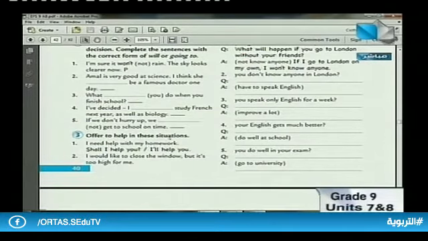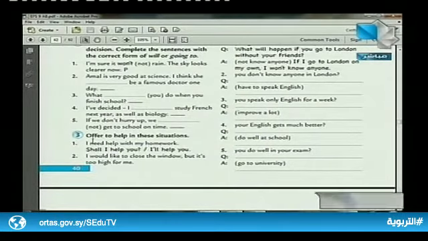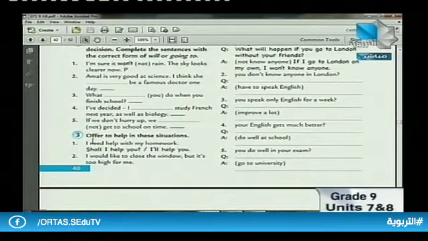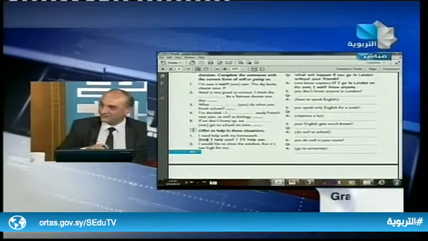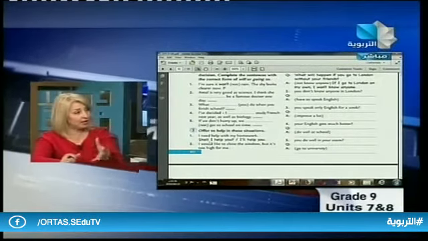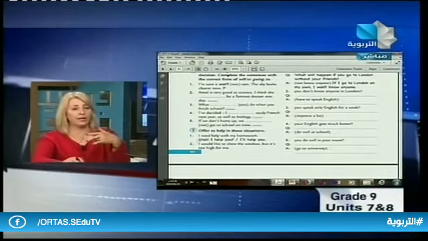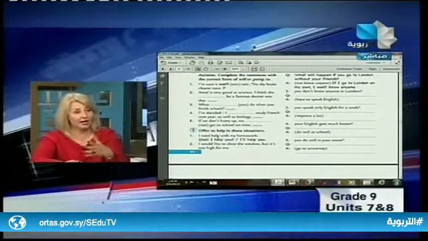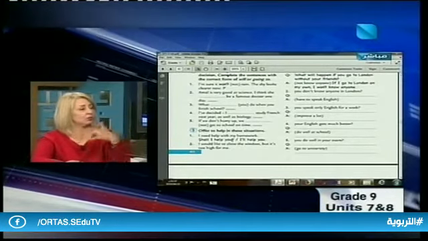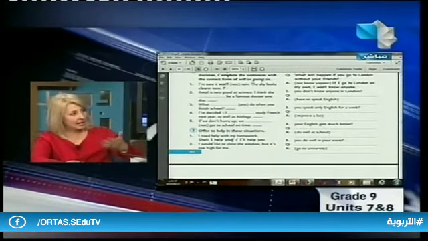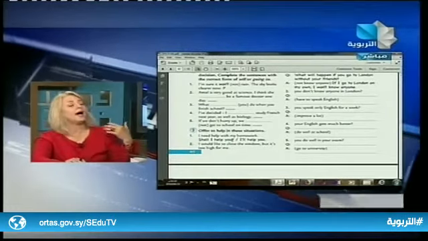Offer to help in these situations. The first one. When we offer to help, we have two forms. We can use shall I or I'll. When I offer help by using shall I, this is a question form. So let's say the window is too high. Shall I help you? Or I can say I'll help you. So let's take the first example here.